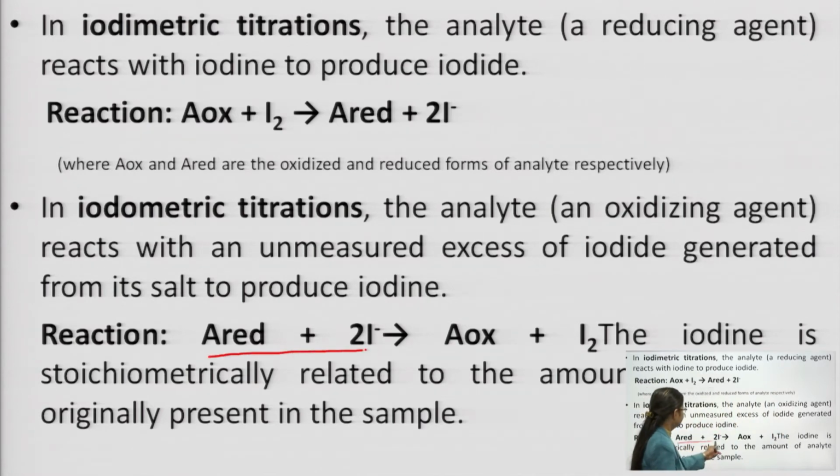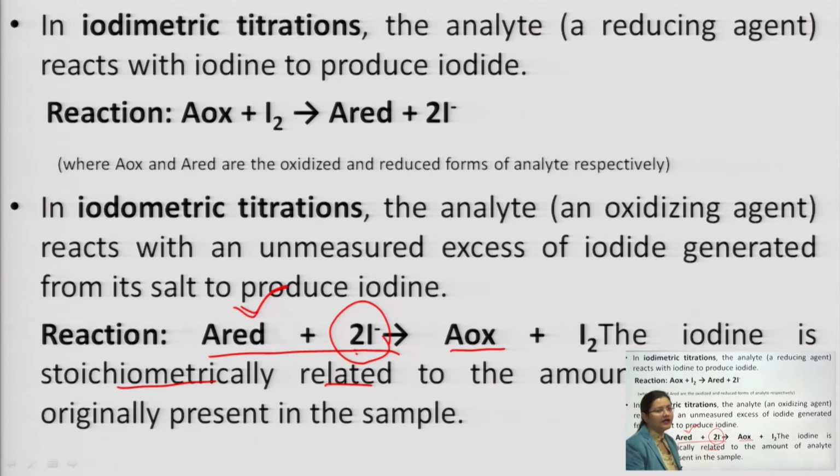This is the reaction. The iodine is stoichiometrically related to the amount of analyte originally present in the sample. This is the iodide ion which reacts with the analyte or the sample. This is our sample. So in this reaction you can see that we are not using iodine as iodine solution. It is not in I2 form. It is in I minus form, that is iodide.